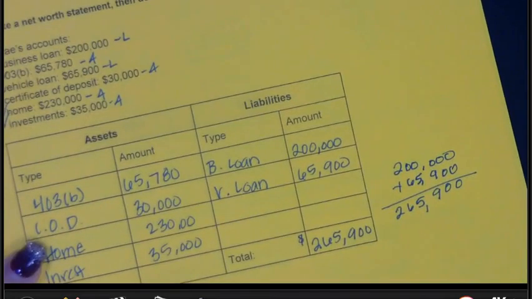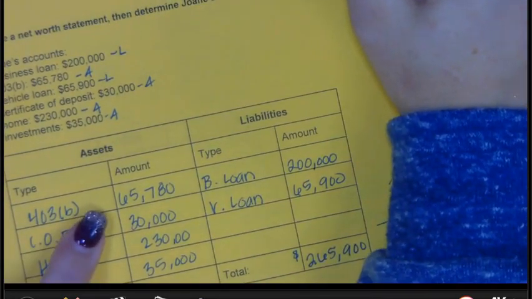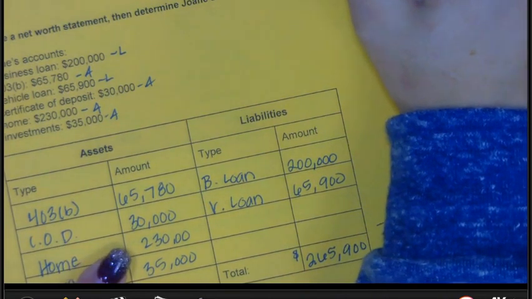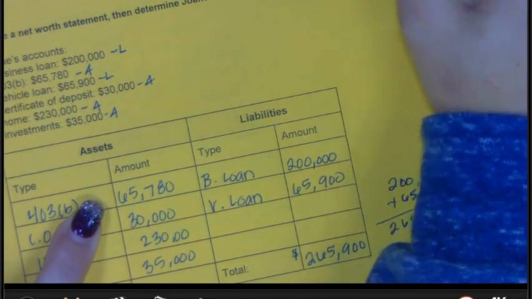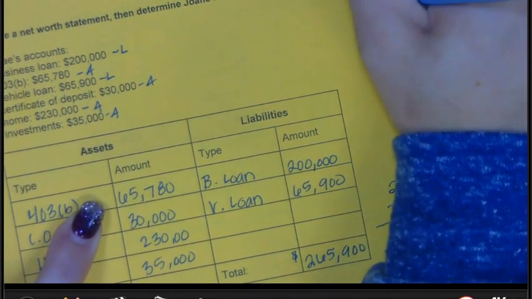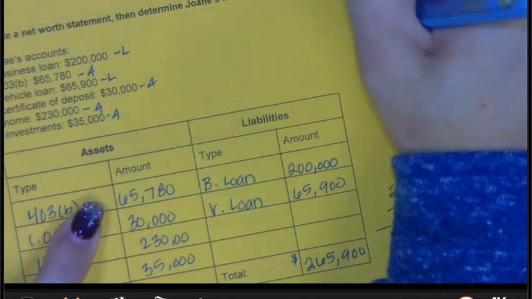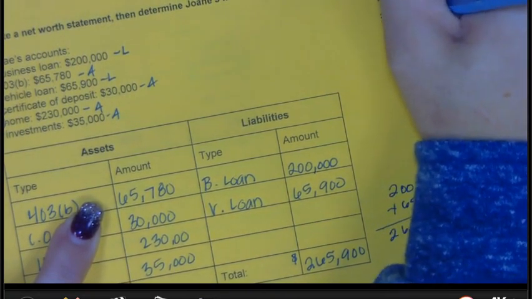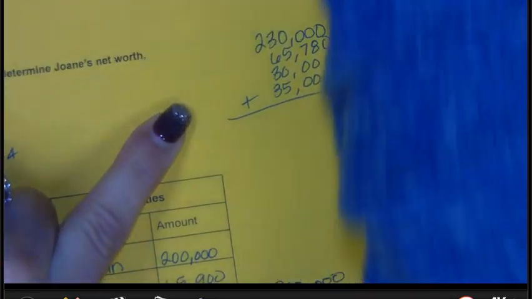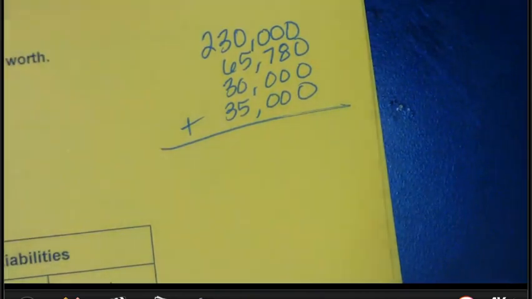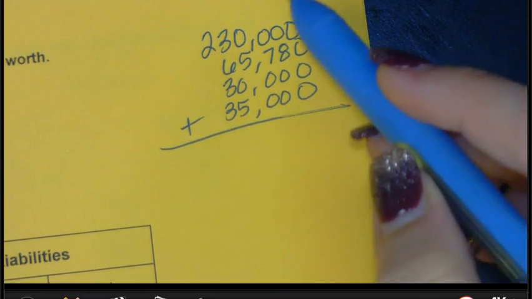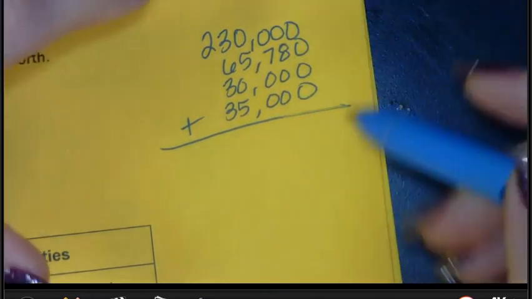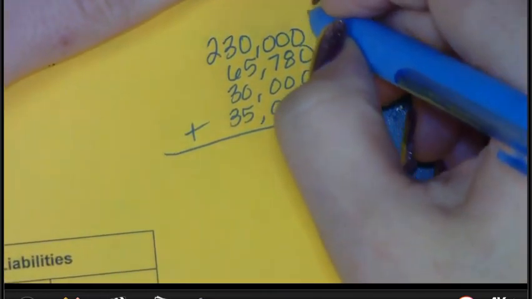And then for the assets, I'm going to line all of my numbers up. Let's start with a large one of 230,000. I'll show you guys here in just a second. 65,780, 30,000, and then 35,000. All right, and then we're going to add all our numbers up together. If you guys are not good at adding more than two numbers at a time, please just add them up two at a time. But I'm going to show you my tricks of how I add up multiple numbers at once.